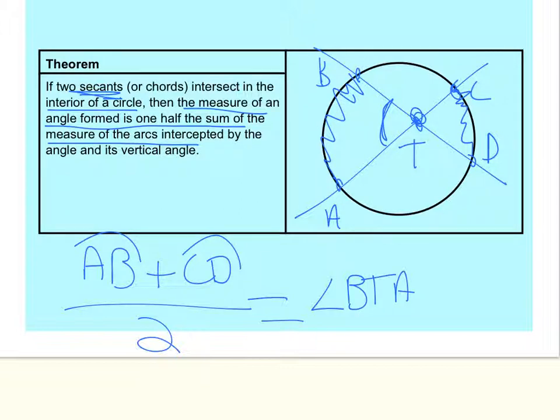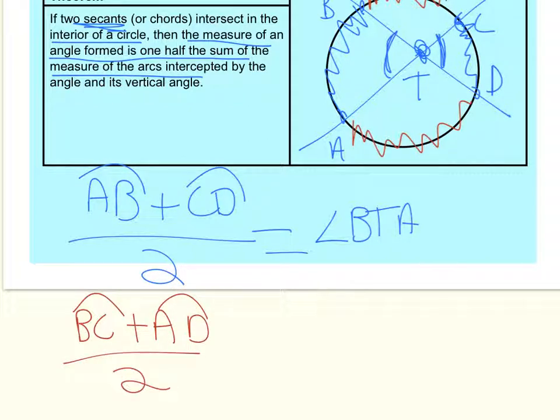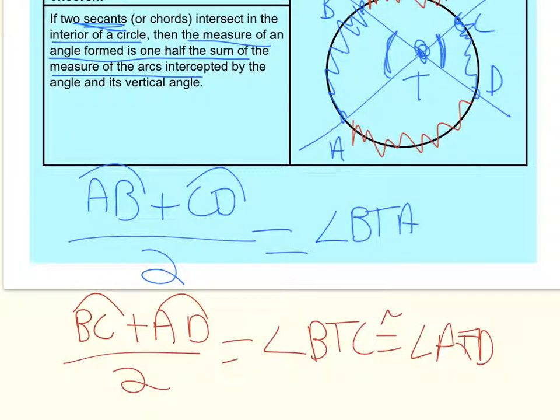Now, remember, vertical angles are still vertical angles, so this is going to be congruent. Likewise, for the same thing up here and up here, that would be arc BC plus arc AD divided by 2. That's going to be equal to angle BTC, which is also congruent to angle ATD. So that's what you're dealing with right there.